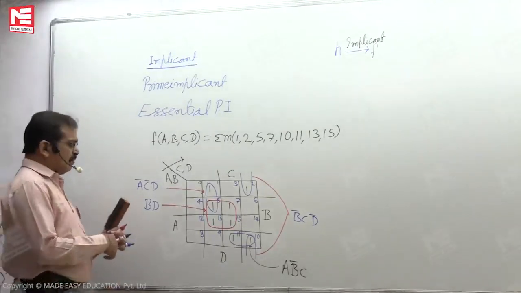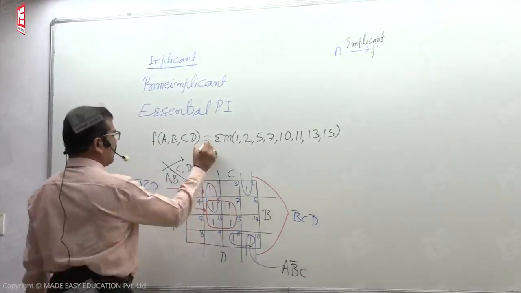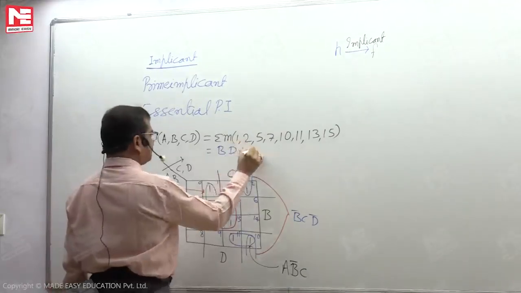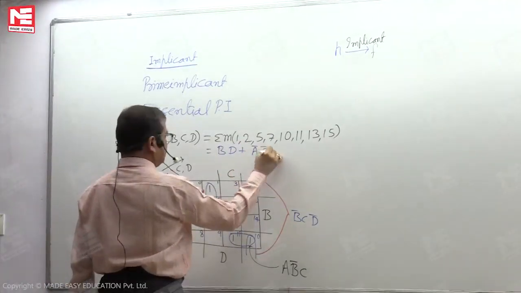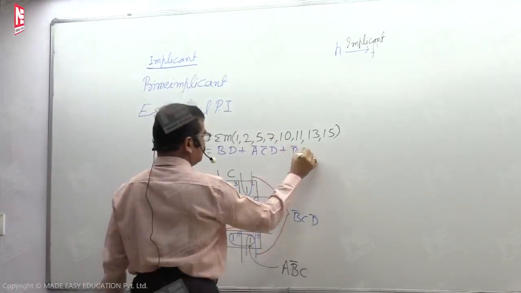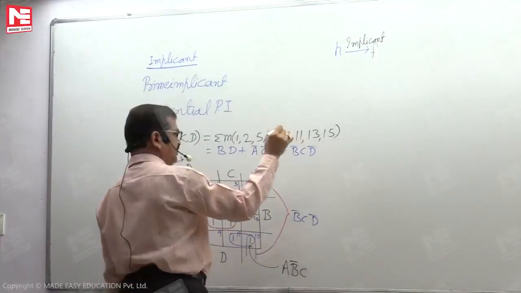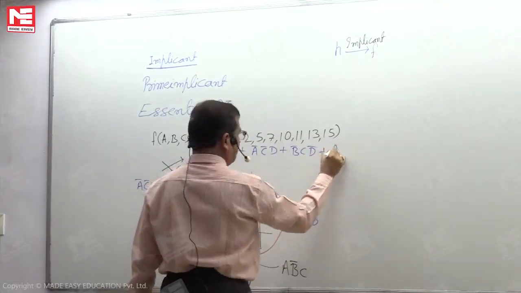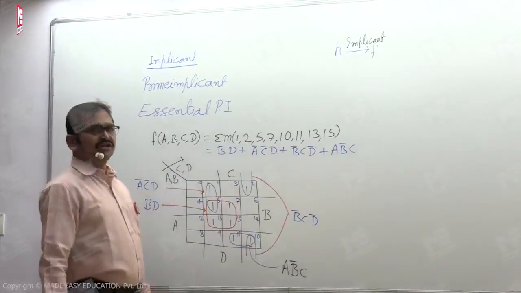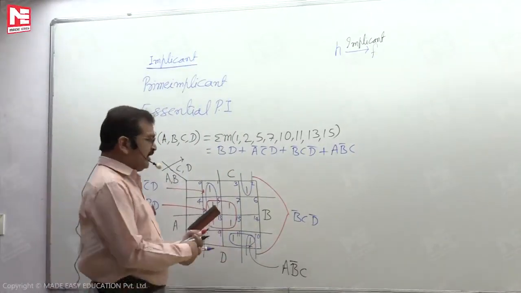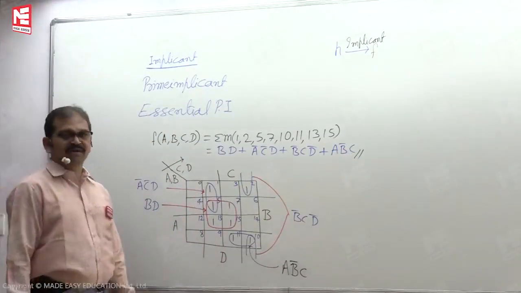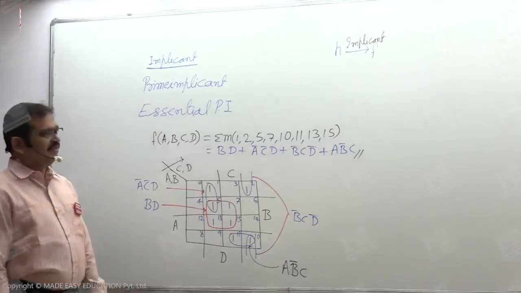Now we are taking OR operation among all these products. While taking OR operation among these products, it is BD or with A complement C complement D or with B complement C D complement or with A B complement C. So with the grouping of all these subcubes, we are having coverage of all the minterms, so that it is resulting as one possible minimal expression.